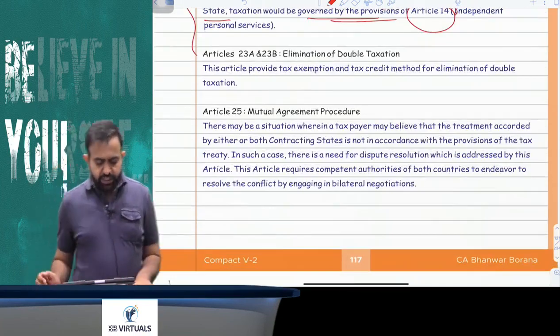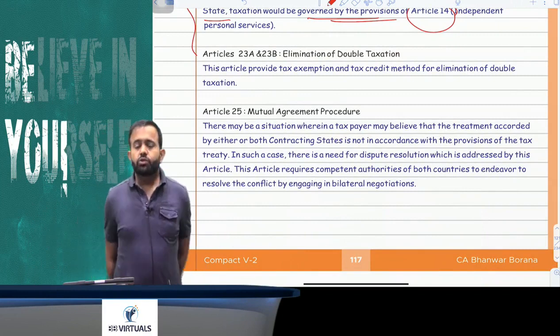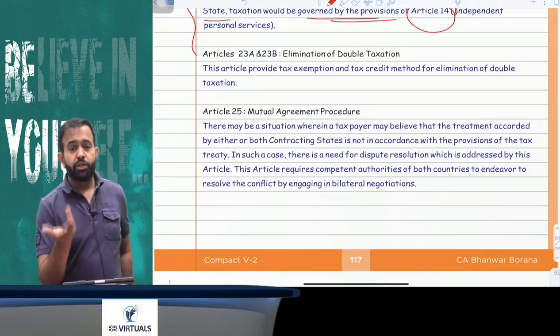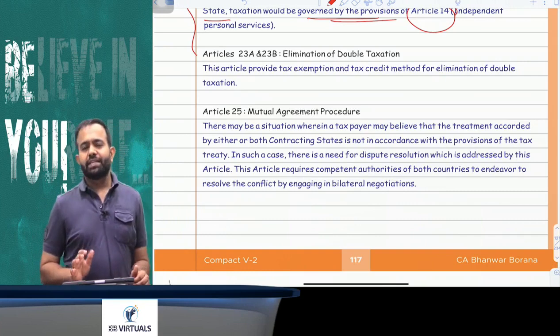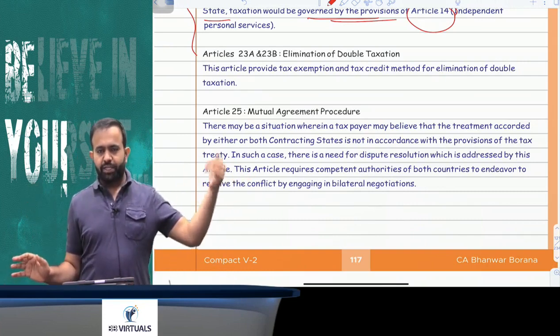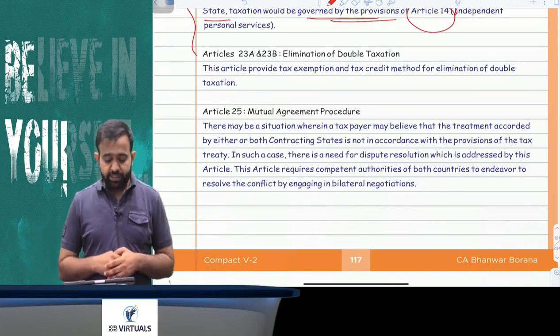Now the next part is article number 23A and 23B, that is for elimination of double taxation. So guys, obviously in many articles they have mentioned that the source country and the resident country both will charge the tax, then obviously there will be double taxation. So for that purpose they are saying that we will give you credit for whatever tax is paid in the foreign country. The resident country is going to provide you the credit system, that is given in article number 23A and 23B.